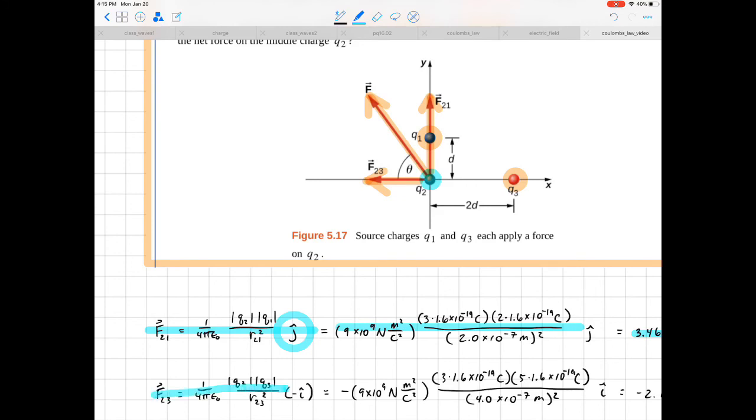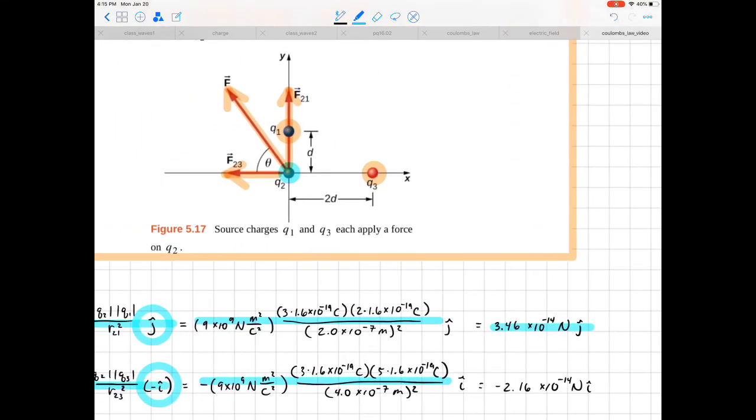I can do the same thing and calculate the force on charge 2 due to the presence of charge 3, and that's what I've got written here. Notice my force on 2 is to the left. That's my negative x direction. That's the negative i hat direction, and that's why I've included that negative sign. Plug in all the numbers. I end up with a force on 2 due to the charge 3 of 2.16 times 10 to the negative 14 newtons, again in the negative i hat direction, the negative x direction.